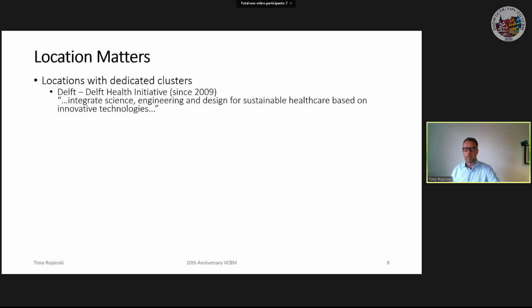In Delft, where VCBM was for the first time in 2008, the Delft Health Initiative was founded only in 2009, one year after VCBM. But of course, there were already a lot of collaborations and projects going on in this area. And the Delft Health Initiative sounds like a blueprint for what the idea of VCBM is. It integrates science, engineering, and design for sustainable healthcare based on innovative technologies. This is something we can very well relate to and which we see as a good cooperation synergy for VCBM.